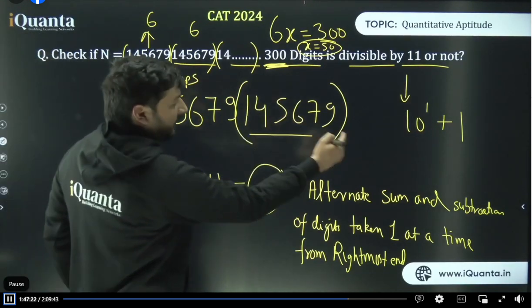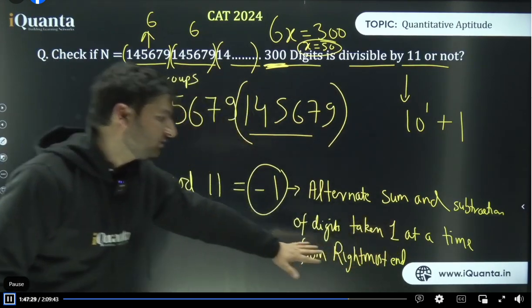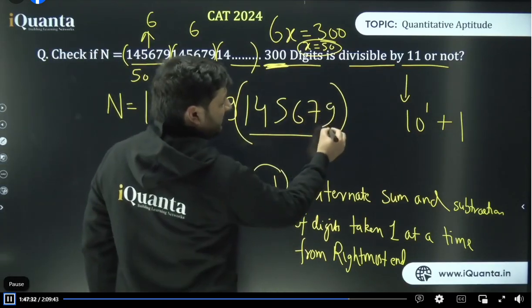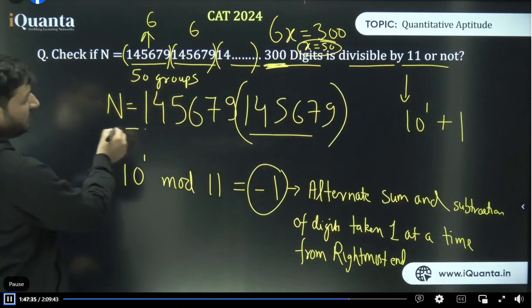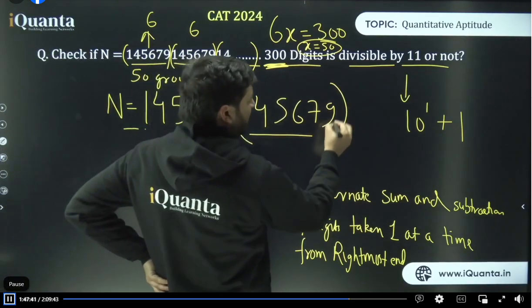Now because it is 11 and my remainder in the end was minus 1, I have to perform alternate sum and subtraction of digits taken one at a time from the rightmost end. So this is the rightmost end. This will be the last set of digits, isn't it? There will be a big number. There will be more sets of 1 4 5 6 7 9 before this. So you'll pick up this digit.